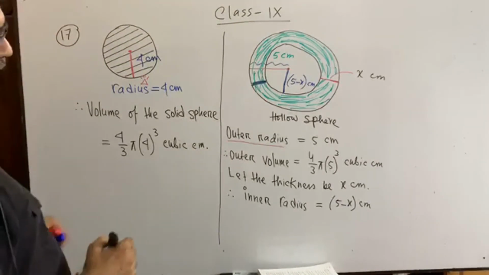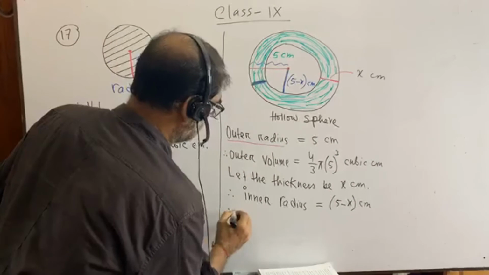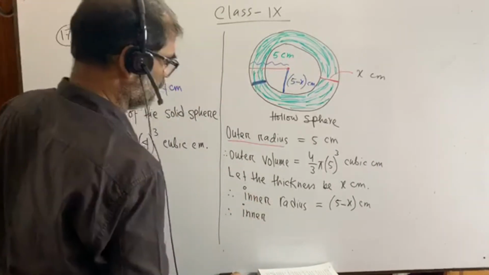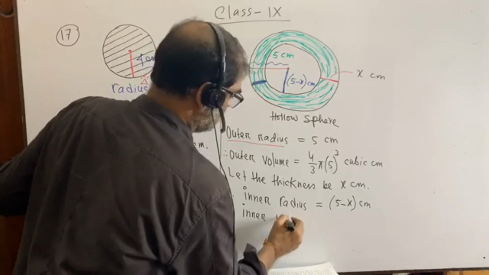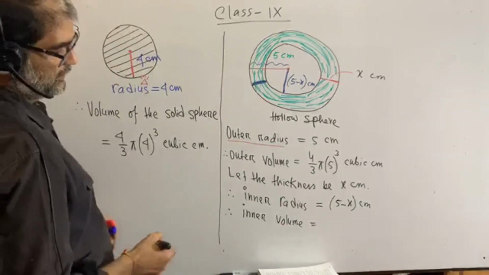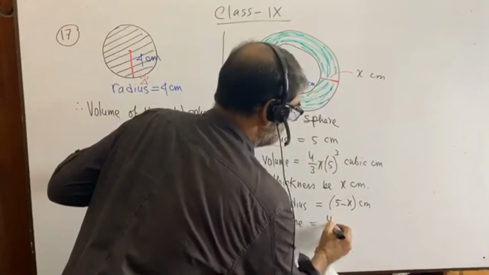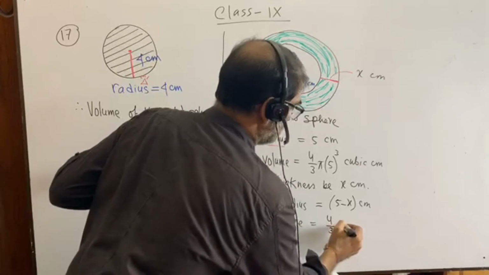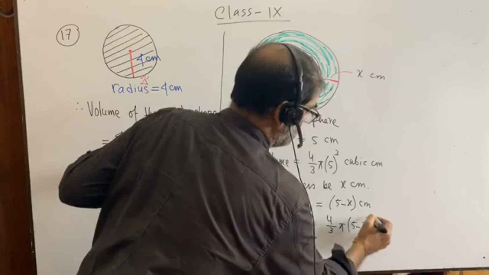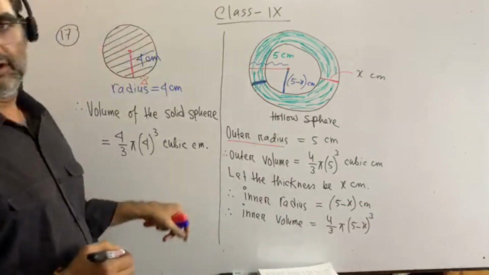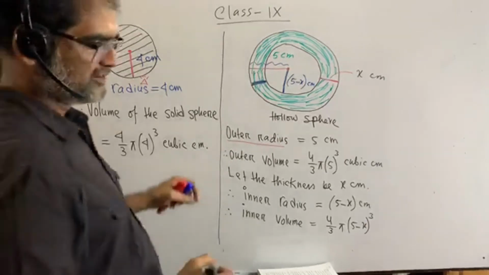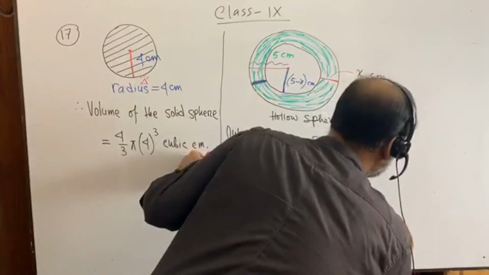Now what is the inner volume? Therefore inner volume equals to, what is the formula? 4 by 3 pi a cube. So 4 by 3 pi (5 minus x) whole cube cubic centimeter.